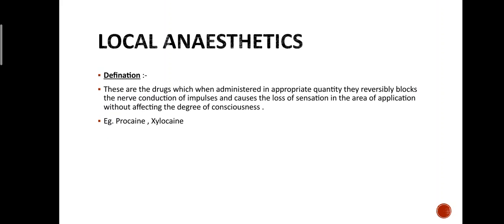First, definition of local anesthetics. These are the drugs which when administered in appropriate quantity, reversibly block the nerve conduction of impulse and cause the loss of sensation in the area of application without affecting the degree of consciousness. This is a very simple definition of local anesthetics. Once again I repeat, these are the drugs which when administered in appropriate quantity, reversibly block the nerve conduction of impulse and cause the loss of sensation in the area of application without affecting the degree of consciousness. Examples of local anesthetics: Procaine and Xylocaine.